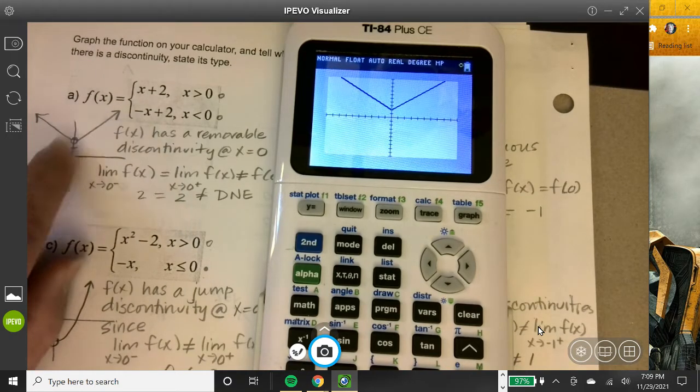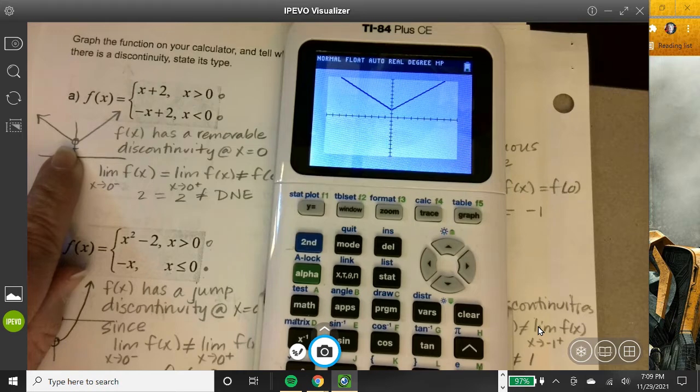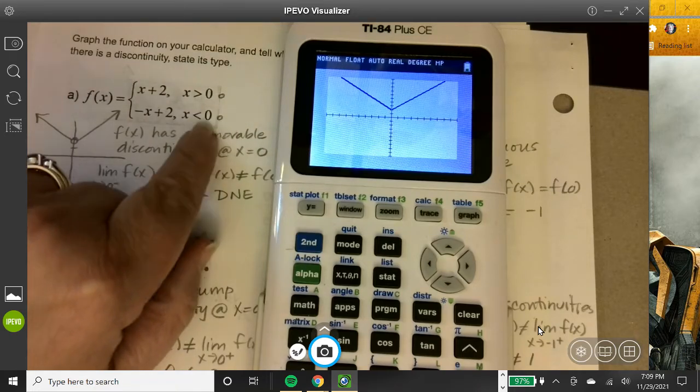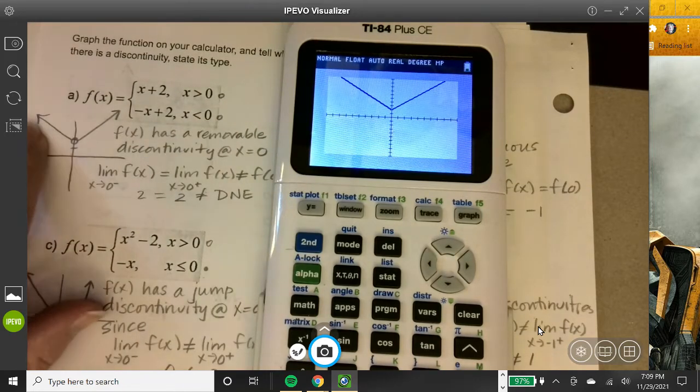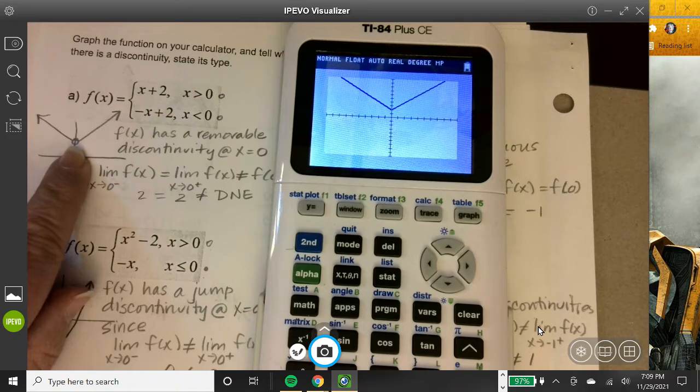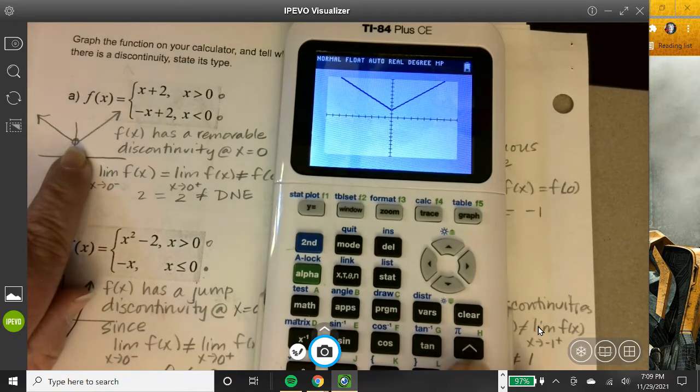And I want you to notice that it's very difficult to see whether that's open or closed. So we have to use our head and say, well, they're both open, right? So if they connect, that has to be an open dot. Now there's one place you can see it if you look at the table.